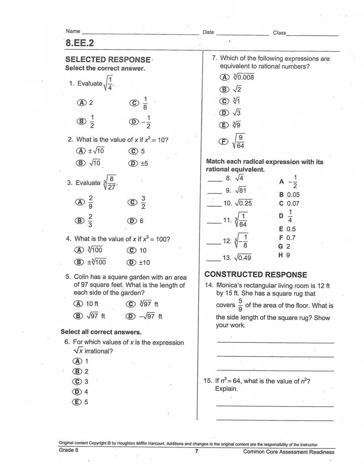Okay, last page for this one. Evaluate the square root of 1/4, and you can just punch that in your calculator. Make sure you close a parenthesis. The square root of 1/4 is B, 1/2. Number 2, what is the value of x if x squared equals 10? We'll take the square root of 10. Because it's a square root, you can do the plus or the minus, A.